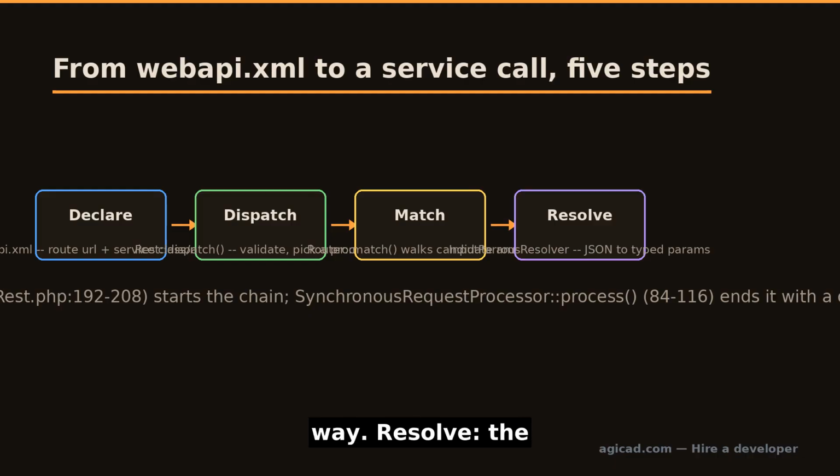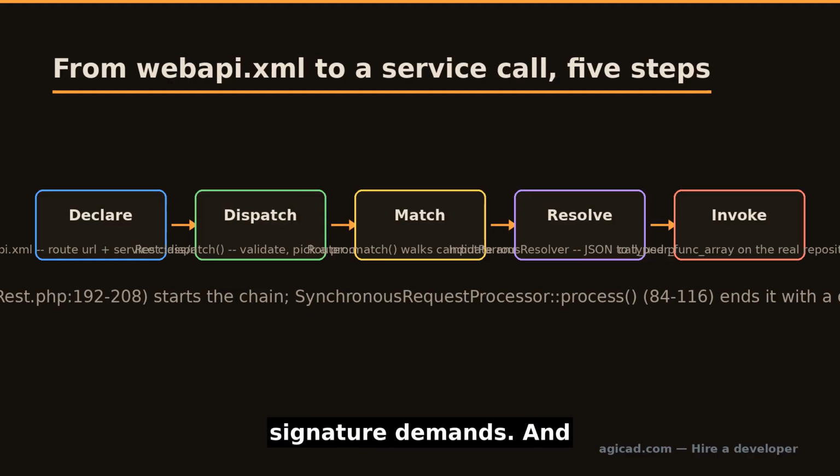Resolve: the InputParamsResolver turns the raw JSON body and URL parameters into the typed arguments the service method signature demands. And invoke: the synchronous processor makes one direct call into the service class, the same repository object any PHP code in Magento would use, and hands the result back to be serialized.